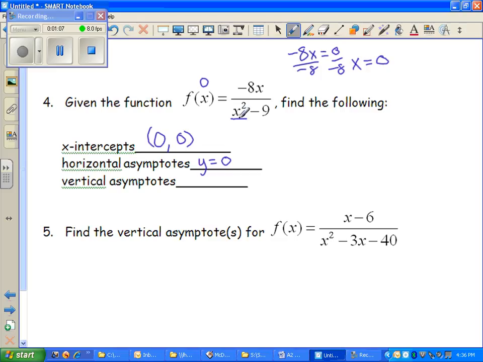Remember, if the exponent on the x were equal, you would take the coefficients on them and set up your ratio with that to make a fraction and reduce that. And if there was a higher exponent on the x on top, there would be no horizontal asymptotes.